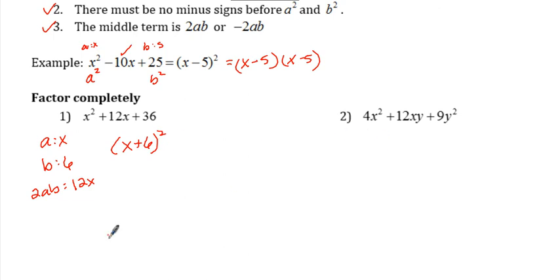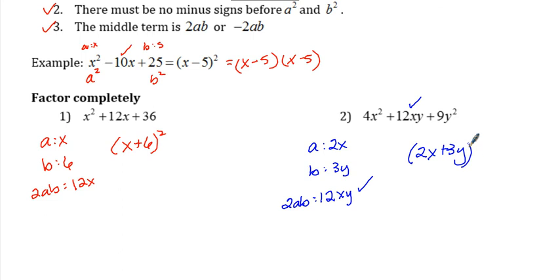Let's look at number 2. Number 2, let's identify what got squared to make this. It must have been 2x. What was squared to make this? It must have been 3y. This is positive, so let's see if 2ab is what this is. 2 times 2 is 4, 4 times 3 is 12, times x times y. That is in fact what's there. So we can build our factors as 2x plus 3y squared.